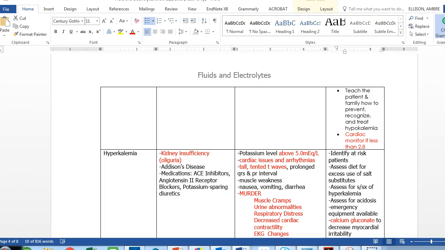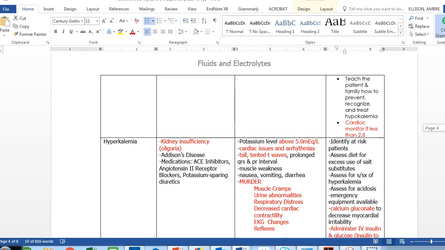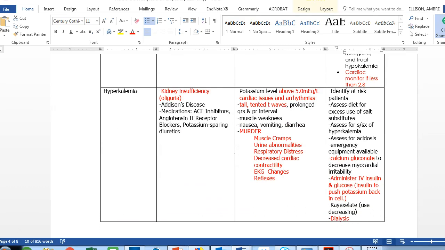So some issues: cardiac issues and arrhythmias. You're going to have tall tented T waves. Remember the acronym MURDER. Remember that potassium affects muscles, so it's not just the heart, but it's also going to affect your respiratory muscle and other muscles in the body.